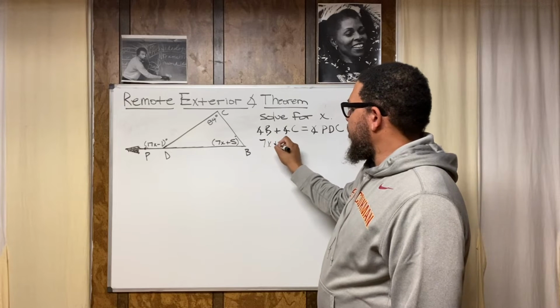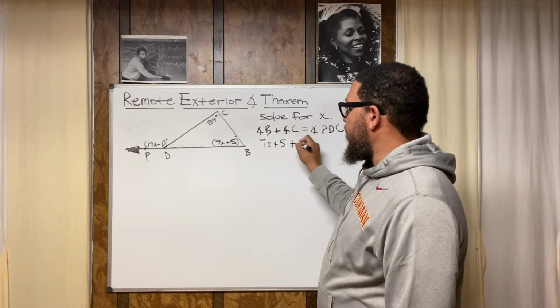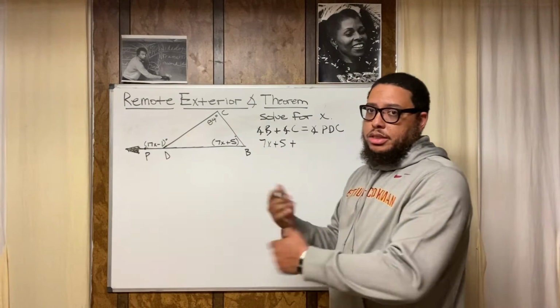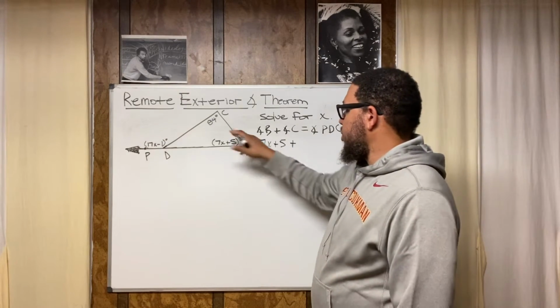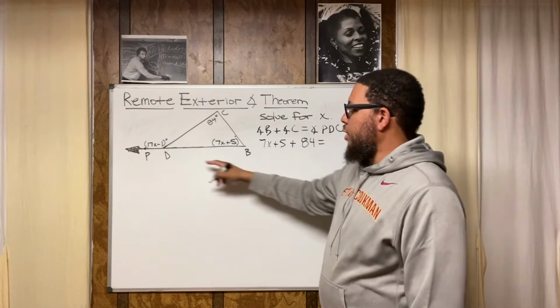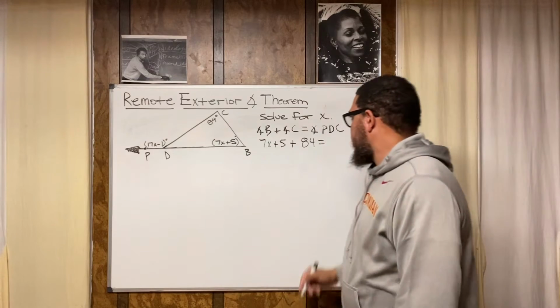We don't know the actual measurement yet, but we're about to. Once we solve for x, we can figure it out. Just plug that number in for x and do the math. So angle C is going to be 84. And that's equal to angle PDC, which is 17x minus 1.